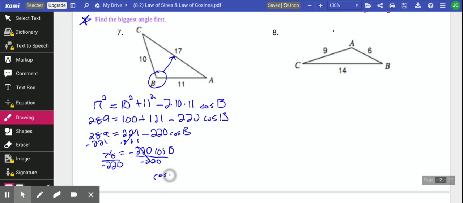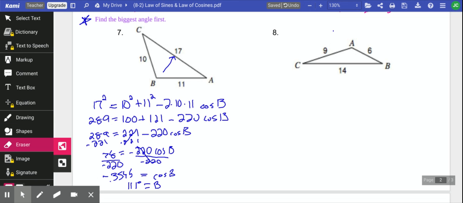So we get cosine of B is 78 divided by negative 220, which is negative 0.3545 and so on. Now you're going to take the inverse cosine of both sides. Your calculator can do this, and it's 111 degrees. So we have now decided that this is 111 degrees.